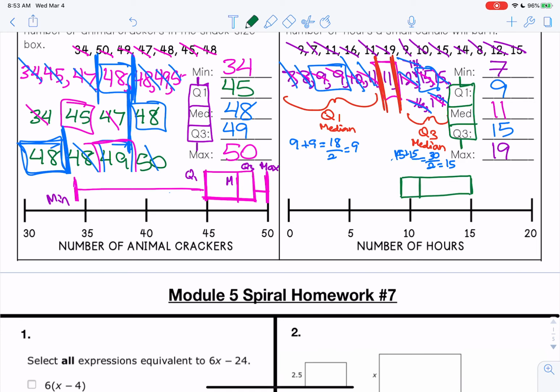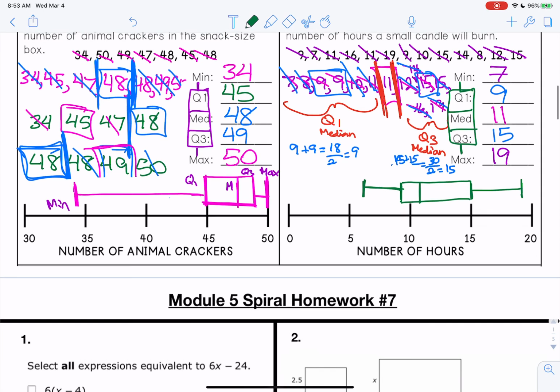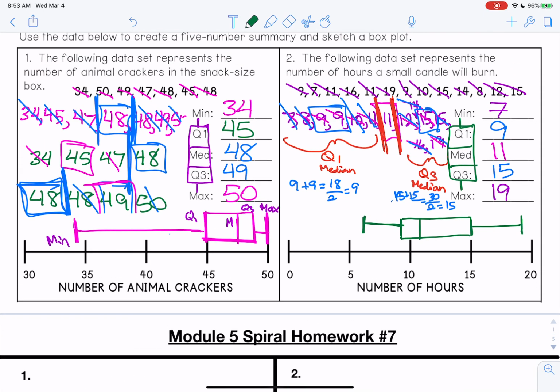And then our max is 19, so I'm going to say 19's about here, and that's going to be our first whisker. And the minimum 7, I'm going to guess that that's about there, and there's our second whisker. And that's the box and whisker plot for number 2. Go ahead and pat yourself on the back if you did it correctly.